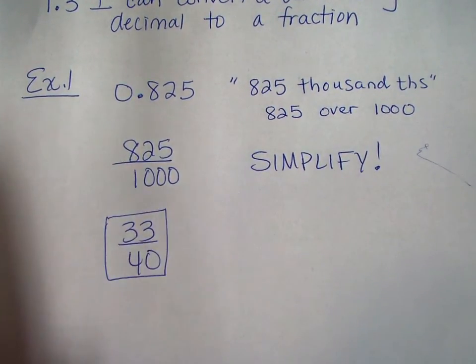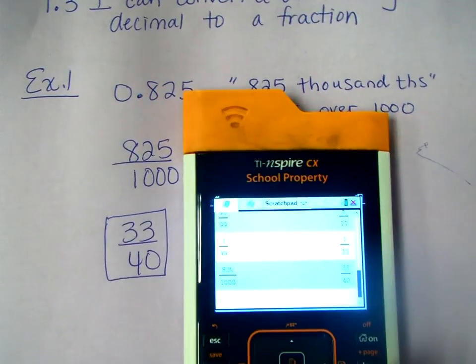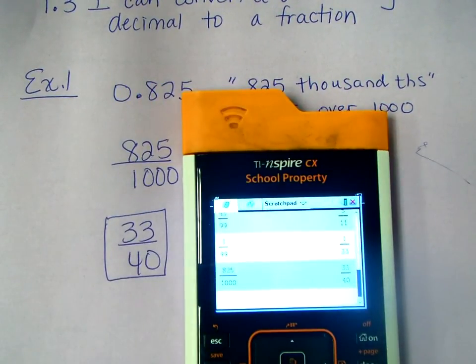Okay. Is there anyone that cannot get that? Just raise your hand. I'll come around and if you put a fraction in and it just stays the same, then that means it's already simplified. Can't be simplified anymore.